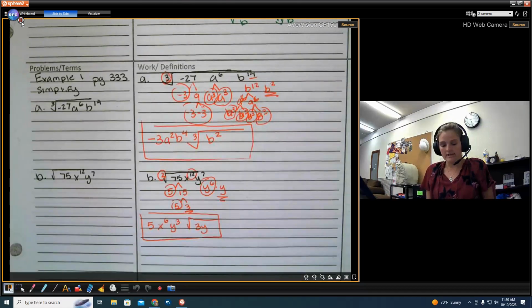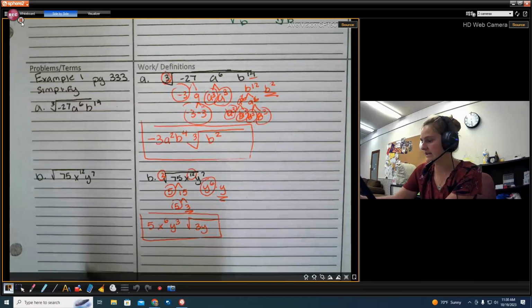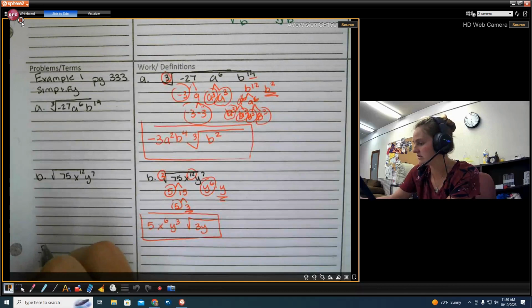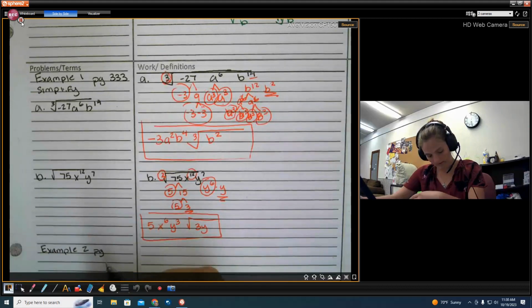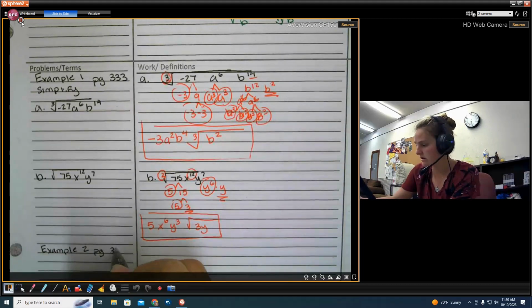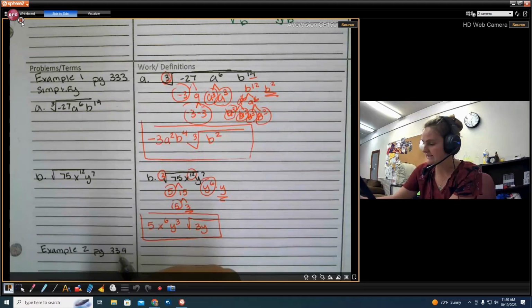Do example 2. So example 2 is good to see because, again, we can actually separate these. You could have done that with A. I just feel that it's just as easy to do it the way we did it. So example 2, page 334. It says simplify.